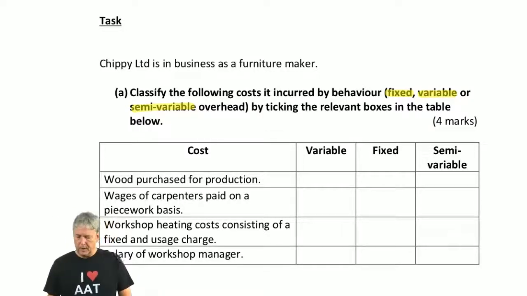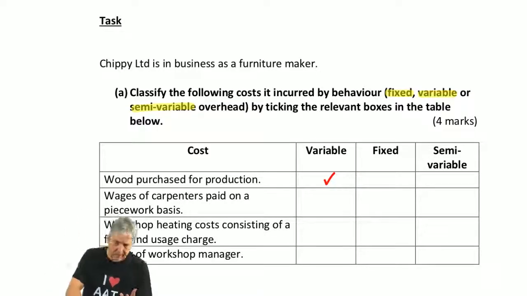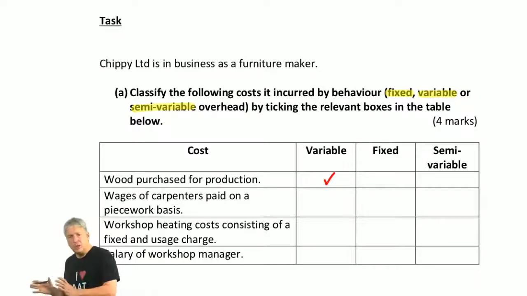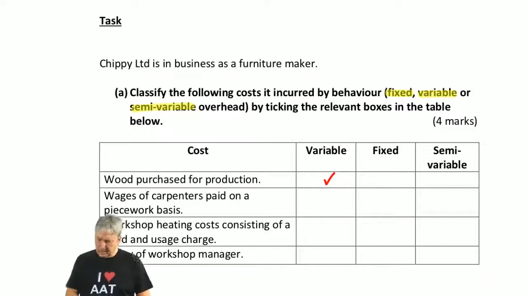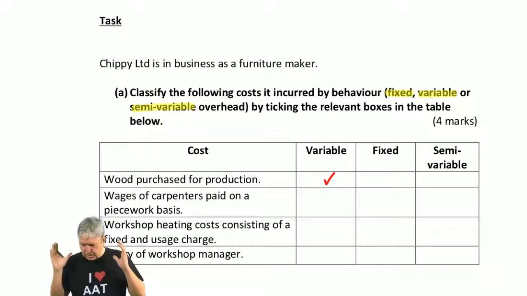Well, I'll tell you what, I'm going to go with the consensus. I believe that that's a variable cost on the basis that we can measure with some degree of accuracy the usage of the material direct to the product that's being produced. Okay? Wages of carpenters paid on a piecework basis. What is the important term there?